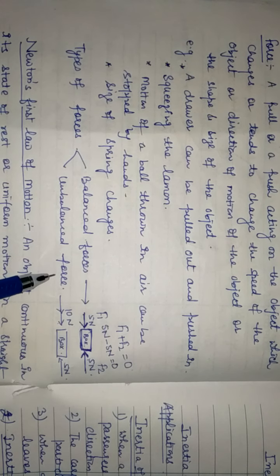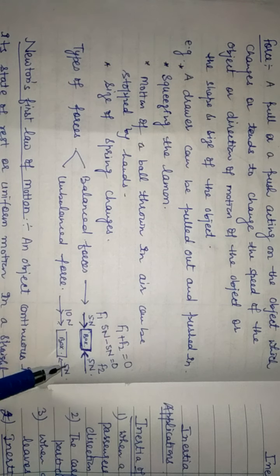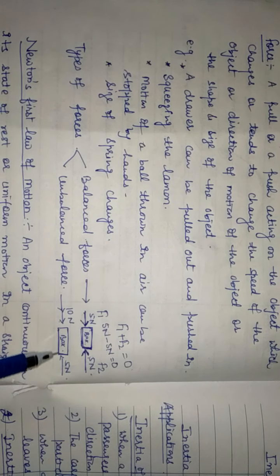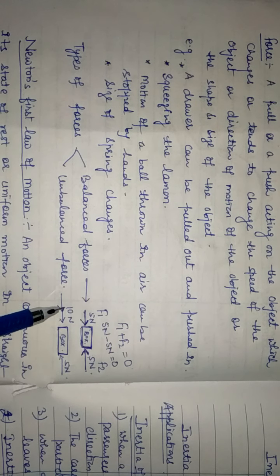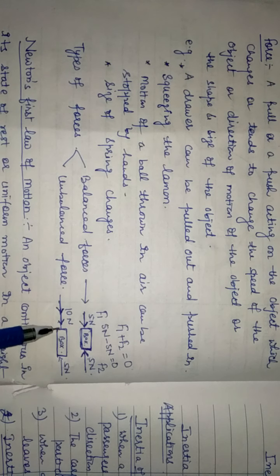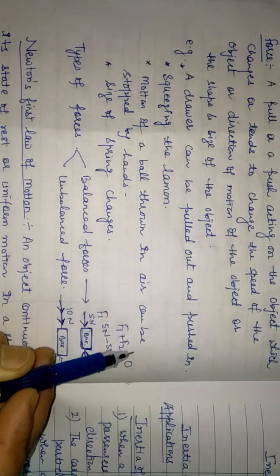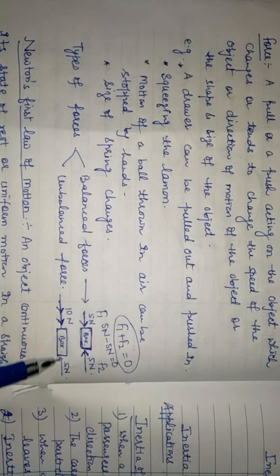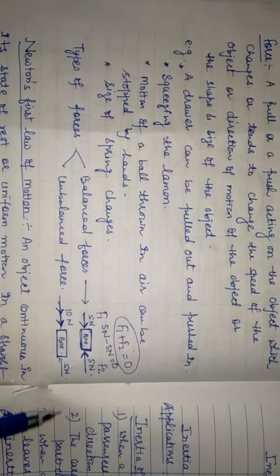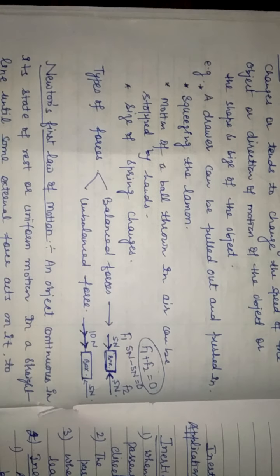Now we can talk about unbalanced force. Here the two forces are of unequal magnitude, and they are acting on the object from opposite sides. The object will move in the direction in which the greater force is applied, and the net resultant force is not equal to 0, because if we substitute the values in this formula, we get 5 Newton of force acting on the object, and the object will move in the forward direction. In this way, you can differentiate between balanced and unbalanced force.